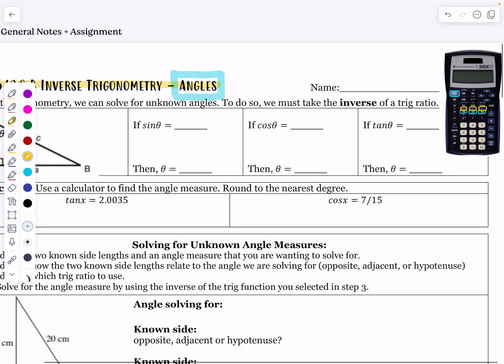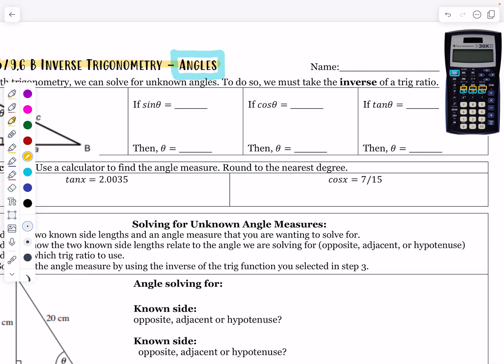You will need a calculator to do this. Because we do not use our phones on the ACT and we do not use our phones on assessments, we want to get used to using these scientific calculators.